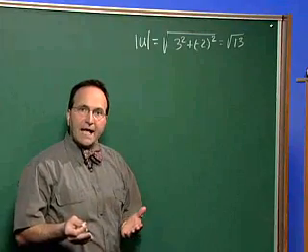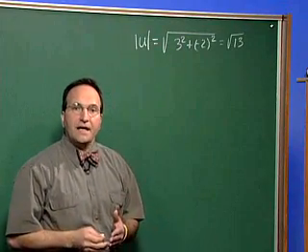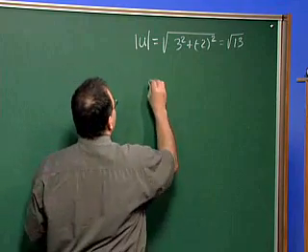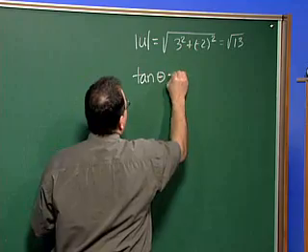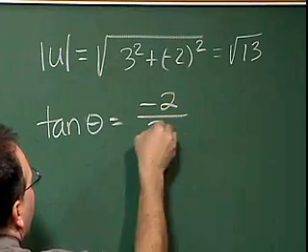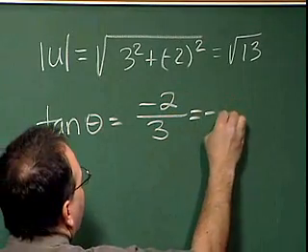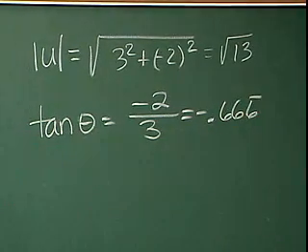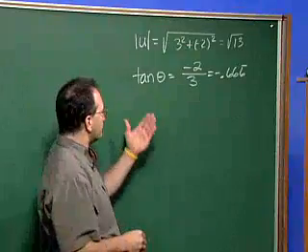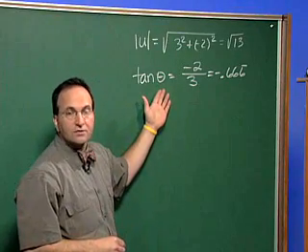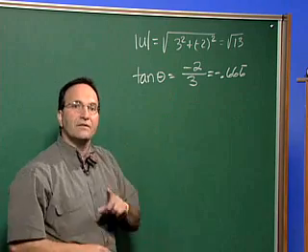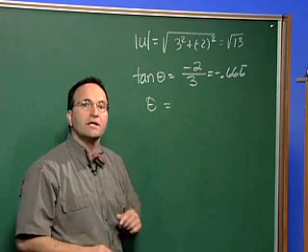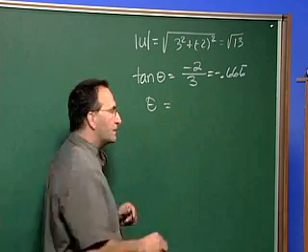What about the direction angle? It has to satisfy tangent of theta is b over a. So tan theta is b over a, or negative 0.666 repeating. If we plug that into our calculator and do inverse tan so that we find theta, we'll find that the direction angle theta is equal to 326.3 degrees.